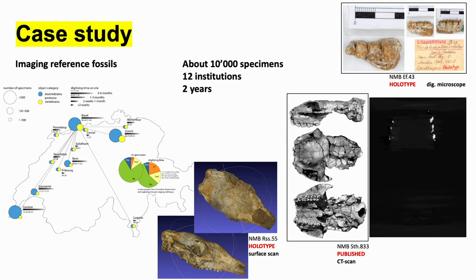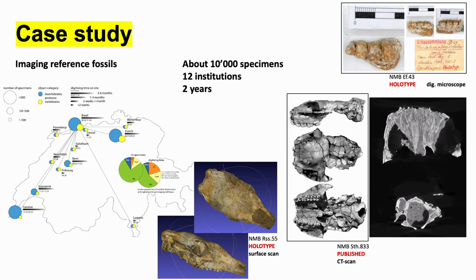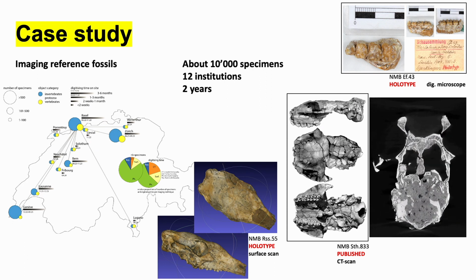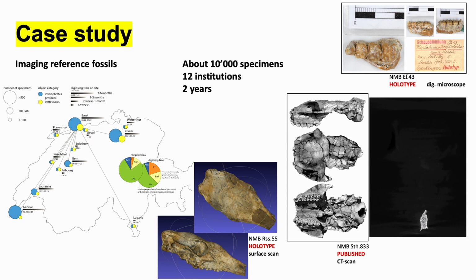We're generating pictures in 2-3 dimensions. The idea was to produce pictures of about 10,000 specimens across Switzerland. The reference fossil specimens, so holotypes, type specimens, published specimens, or scientifically very important specimens. That was the idea at the beginning. You'll see that maybe we'll have to redimension it a little bit. There are 12 institutions, 12 partners, and it's running over 2 years. It just started in October last year.